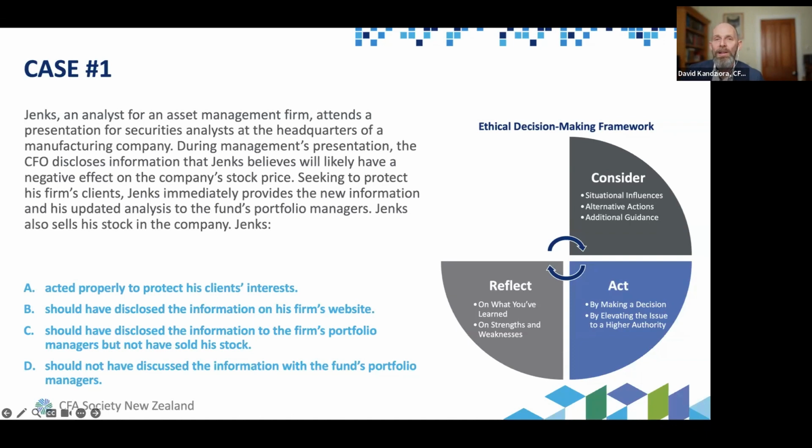So have a read through that as well on your own, consider the options, and then put that into the framework on the right-hand side there. So we're going to be looking at the consider options, what are the situational influences, what are the alternative actions, what sort of additional guidance could there be? And then on the reflect side would be quite useful, and then what the decision might end up being. So go through that, and then we can have a chat after the results come in.